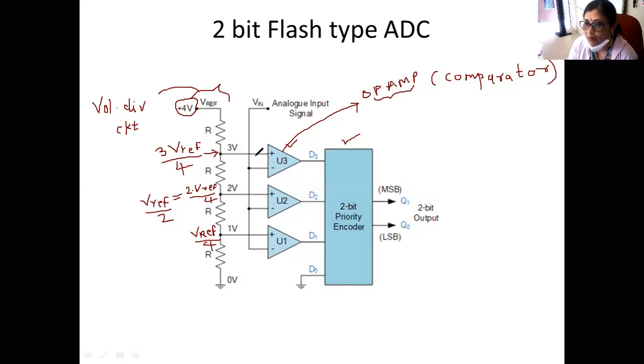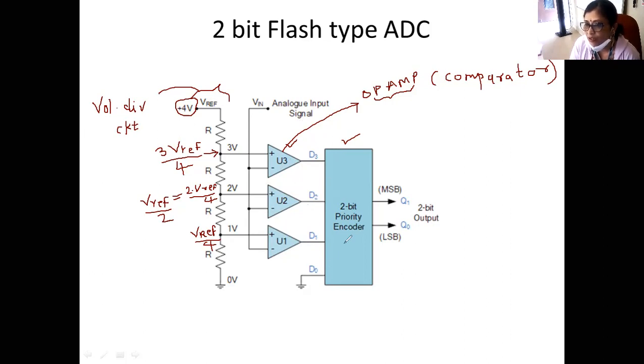It is going to compare the voltage present at the plus terminal and the minus terminal, and accordingly the output will be either logic 1 or logic 0. Logic 1 means positive saturation voltage, logic 0 means negative saturation voltage. Okay. Now here you can see that all negative terminals of the operational amplifiers are connected together, and they are applied to the analog input signal that you want to convert into a digital value. And here we have indicated the outputs of the operational amplifiers as D1, D2, D3.